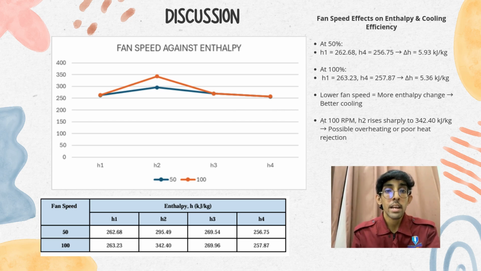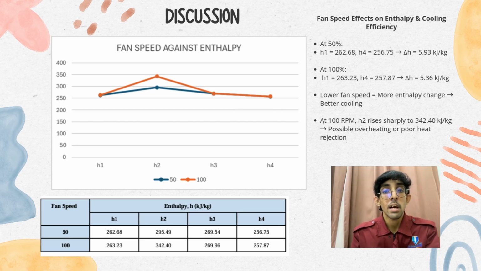Okay, this slide highlights the relationship between the fan speed and the enthalpy value in the air conditioning system, which directly impacts the cooling efficiency. At 50% fan speed, the enthalpy difference between 0.1 and 0.4 is 5.93 kilojoules per kilogram. At 100% fan speed, this difference slightly decreased to 5.36 kilojoules per kilogram. This reduction indicates that less energy is being extracted from the air at the higher fan speed.